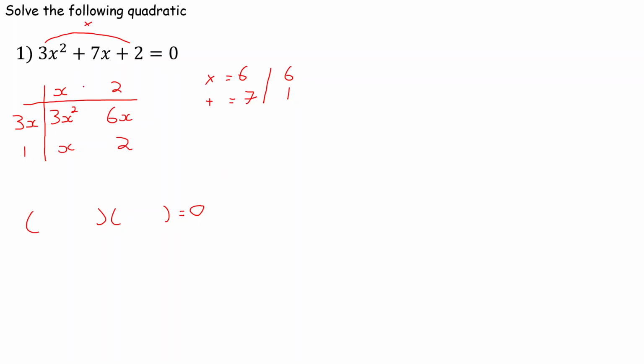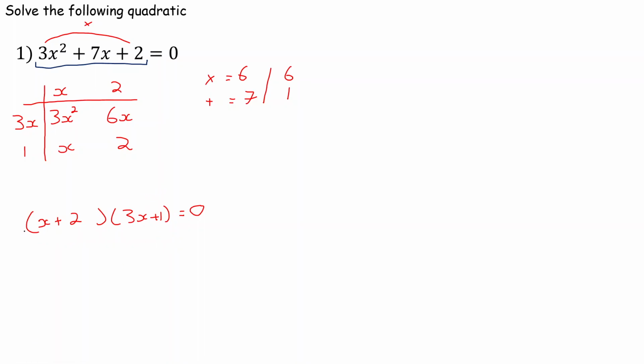Now in your brackets, you can have these parts here, in any order. I'm going to go for x plus 2 to begin with, and I've got 3x plus 1 over here. So all I've done is written this quadratic into factorized form. They mean the same thing, but it's in brackets now. And importantly, I put it equal to 0.